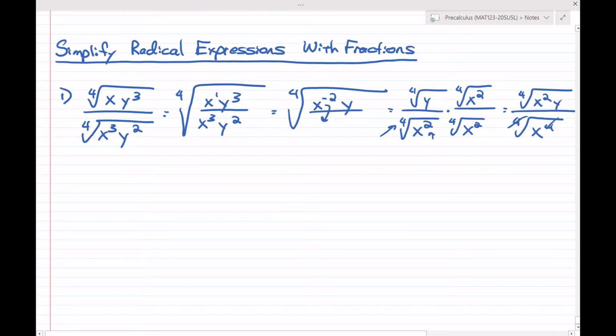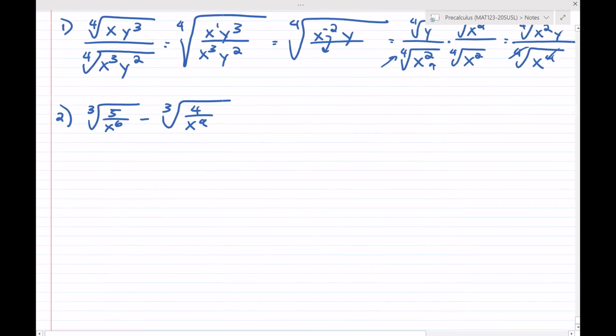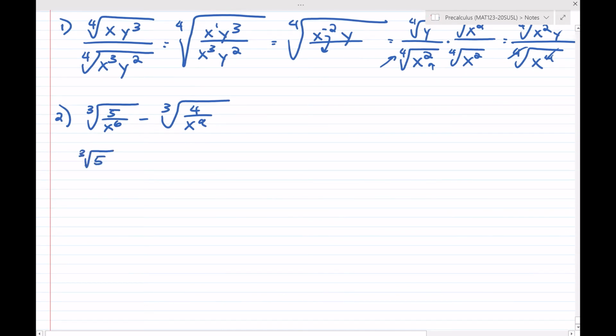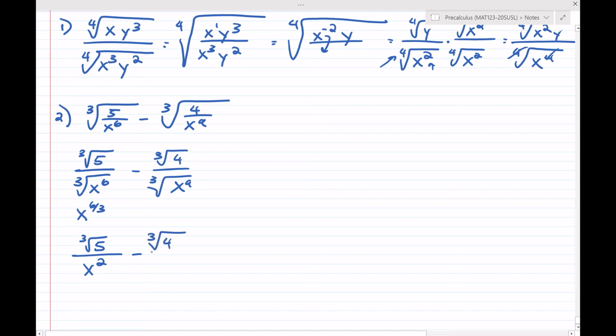And our final problem for this section, what if it's the third root of 5 over x to the sixth minus the third root of 4 over x to the ninth? Well, if we break this up, the third root of 5 divided by the third root of x to the sixth minus the third root of 4 over the third root of x to the ninth. This is really just x to the 6 over 3, which is 2, right? Just make sure your index looks like an index. This would be the cubed root of 4. The cubed root of x to the ninth is just x to the 9 over 3, which is x to the third.